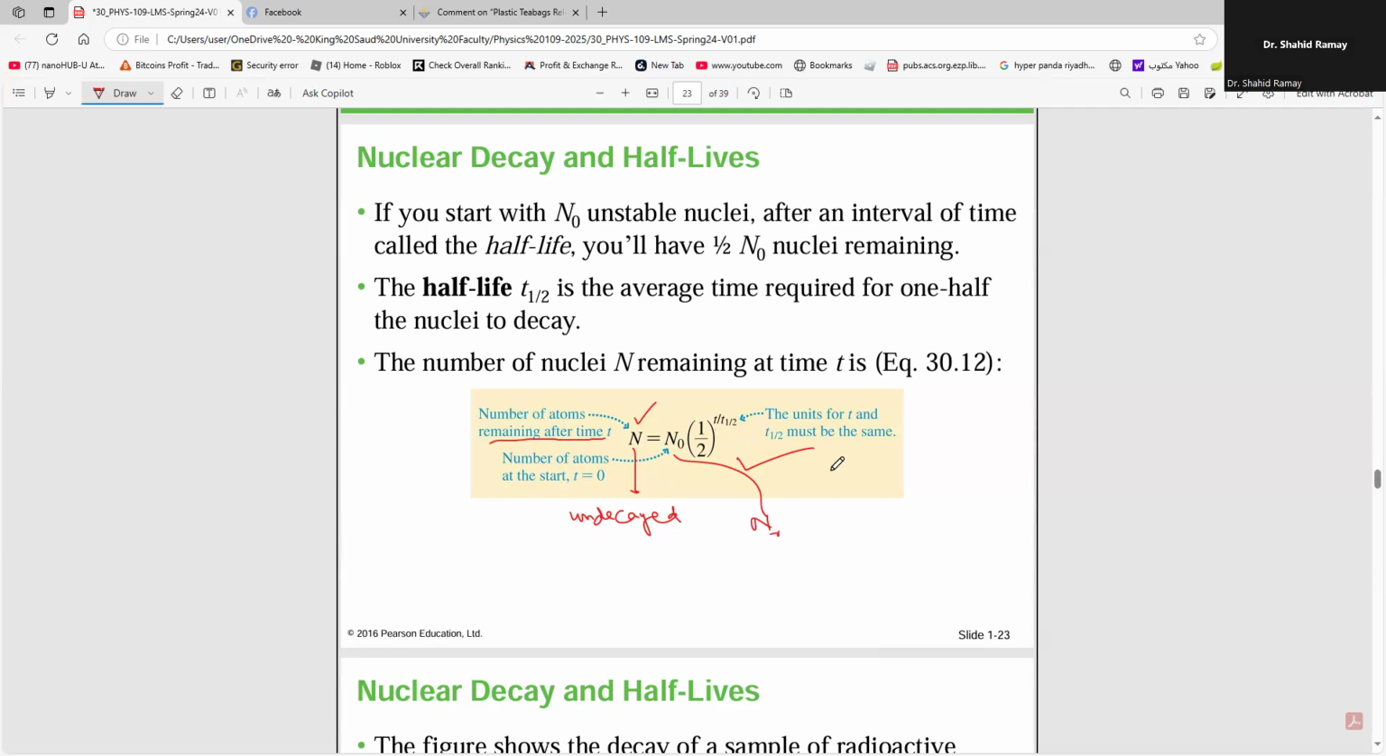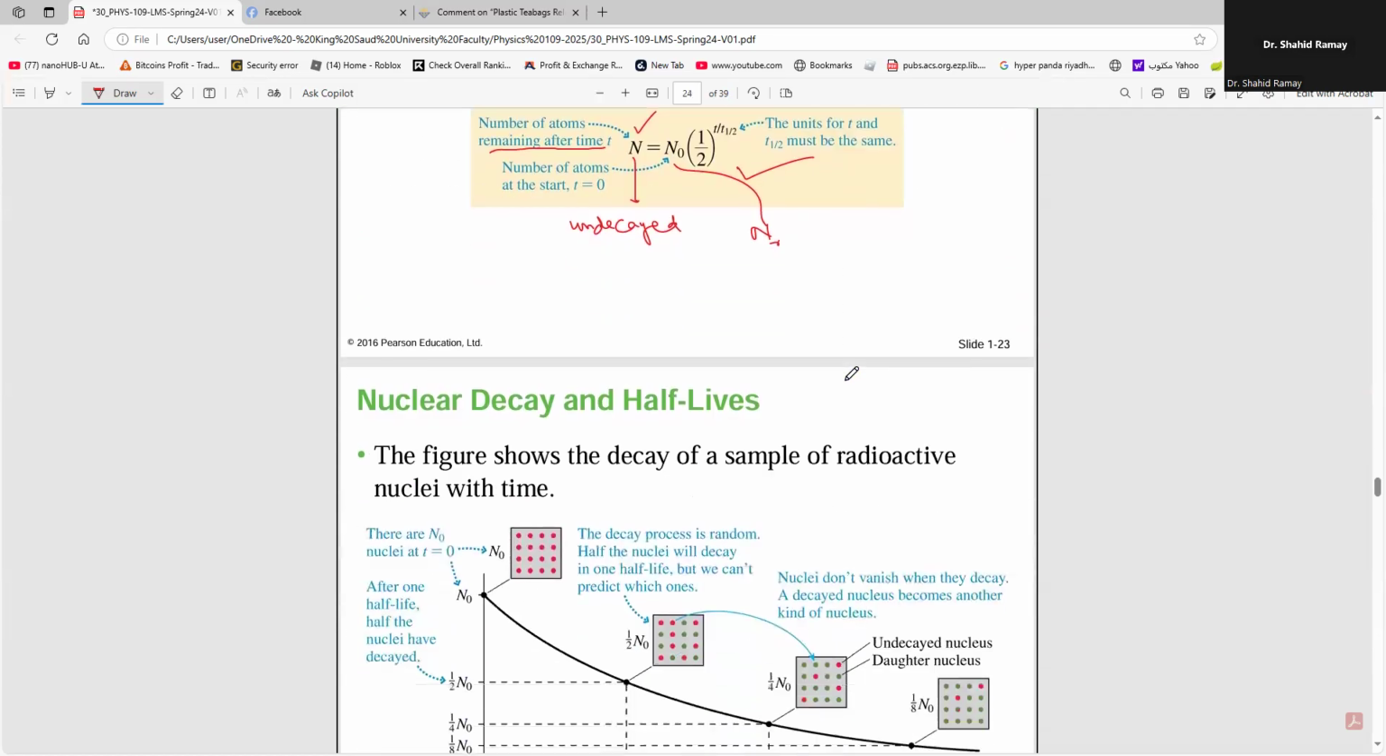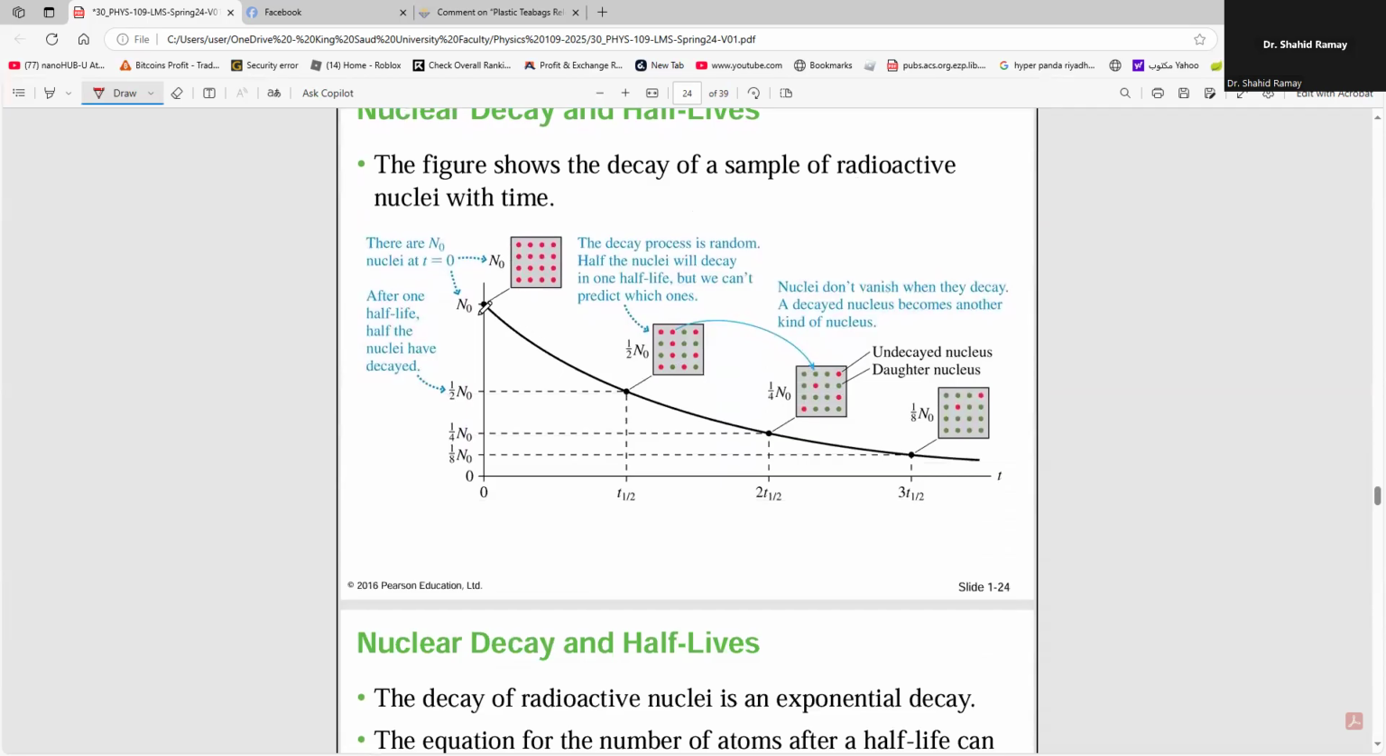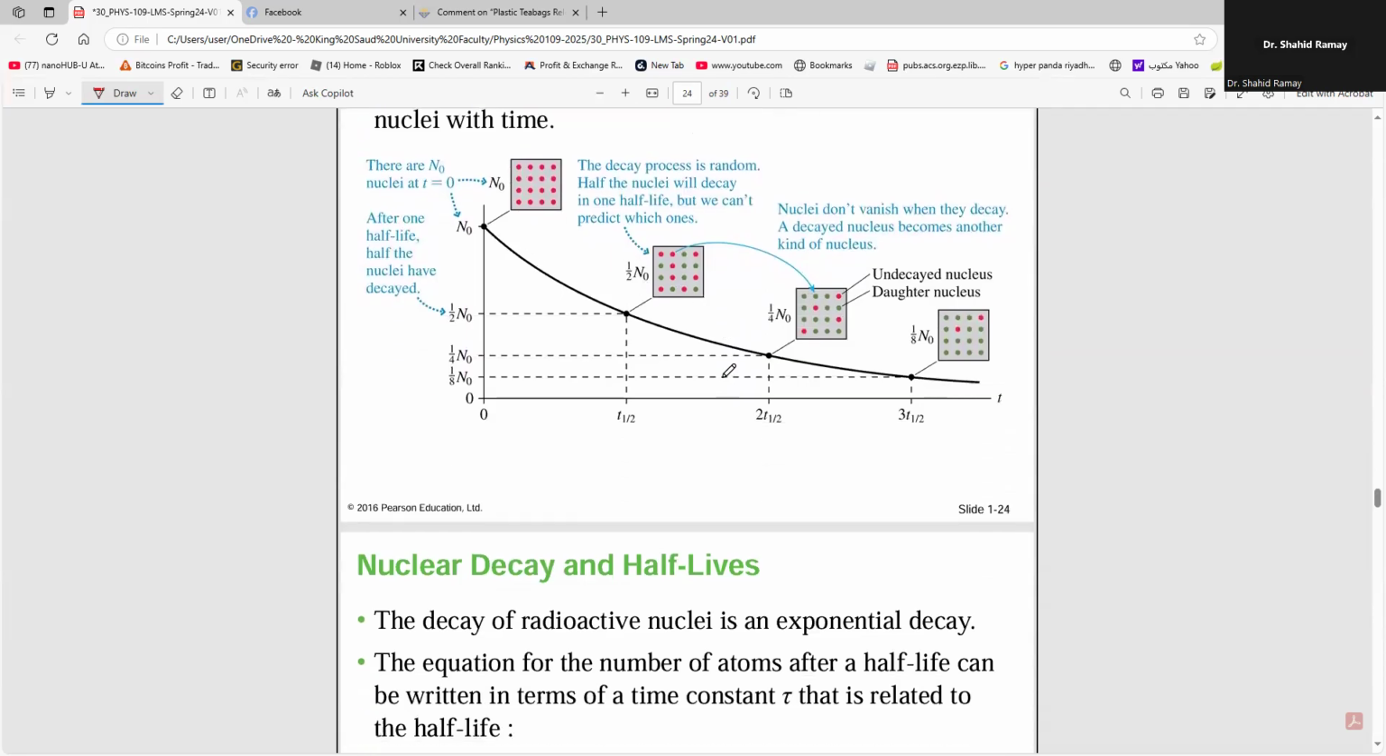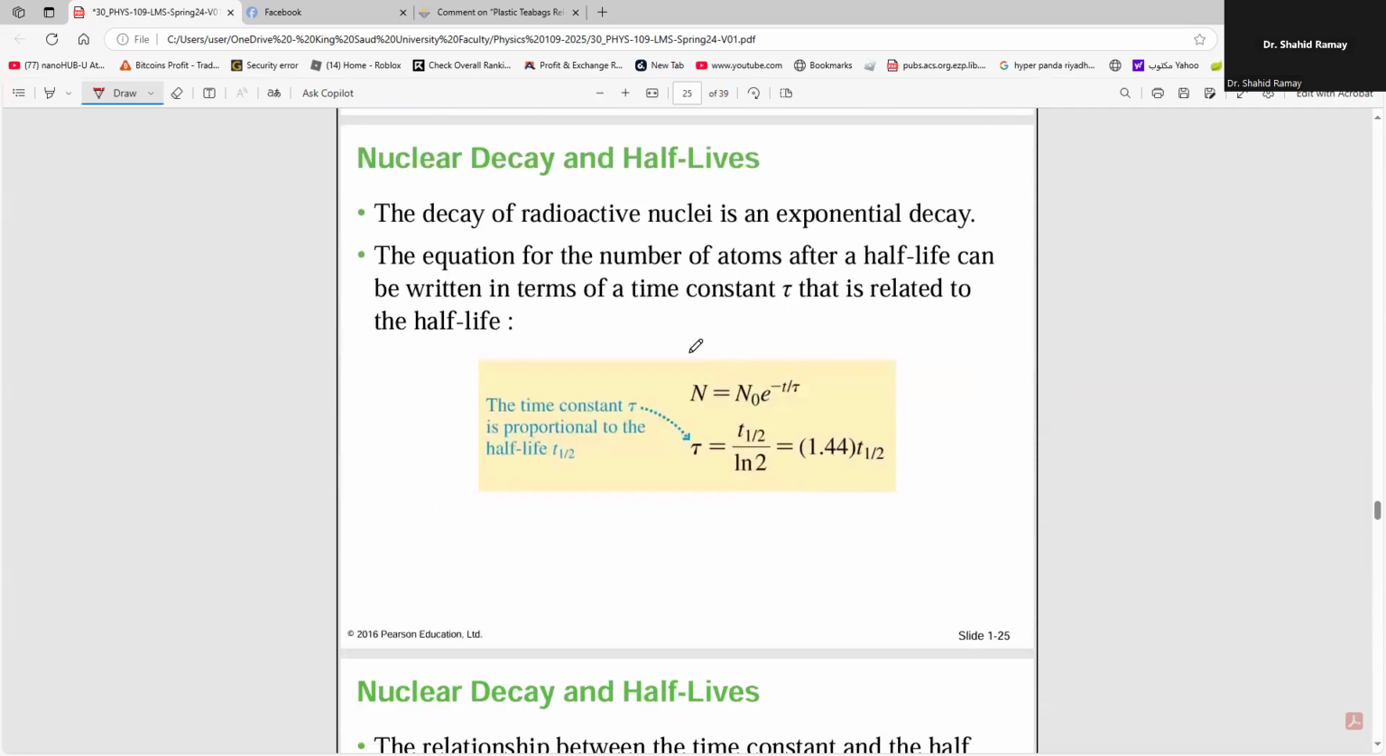And here you can see t is the time, and T half is the half-life. Half-life is the time in which half of the element decays and half remains undecayed. Here you can see this graph I already discussed. So the nuclear decay formula is written in different ways or different styles.